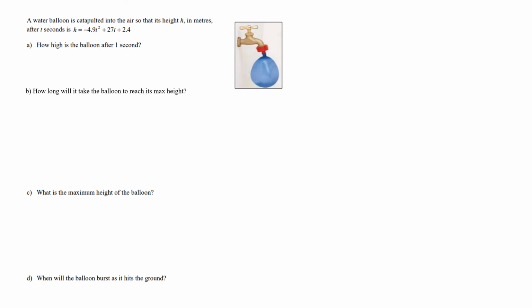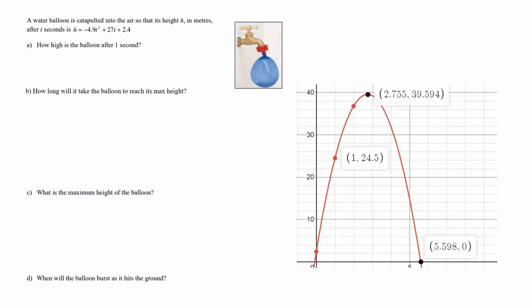A water balloon is catapulted into the air, so the height h in meters after t seconds is h equals negative 4.9 t squared plus 27t plus 2.4. All right, so you're going to answer all four. How high is the balloon after 1 second? How long will it take the balloon to reach its max height? What is that maximum height? And when will it hit the ground? All right, so let's go through this one.